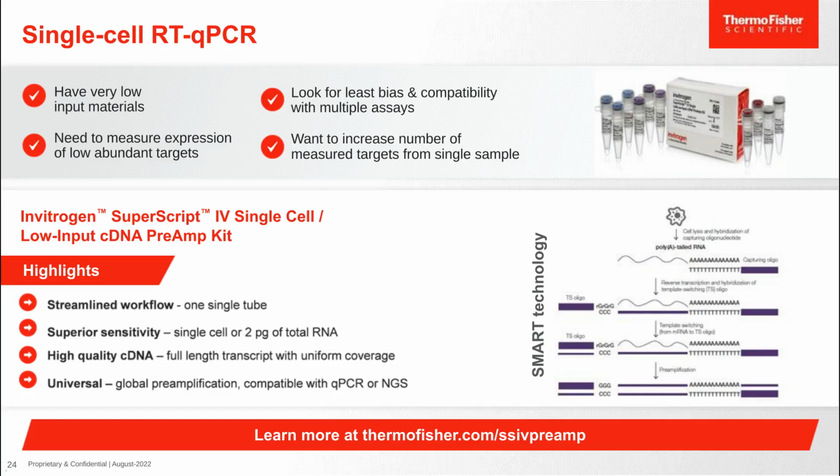Another option for low input RNA samples is the Invitrogen SuperScript IV Single Cell Low Input cDNA PreAmp Kit. This kit provides direct cDNA synthesis and amplification from intact single cells. The single tube protocol is ideal when trying to utilize minimal bias while increasing the number of measured targets from a single sample. Because the kit contains the SuperScript IV RT enzyme, it maintains high levels of sensitivity, full-length cDNA yields, and is also compatible with downstream analysis by NGS or qPCR.